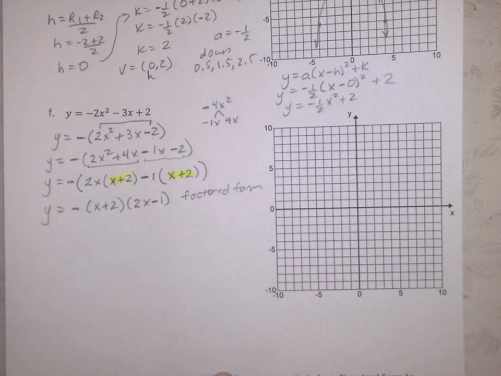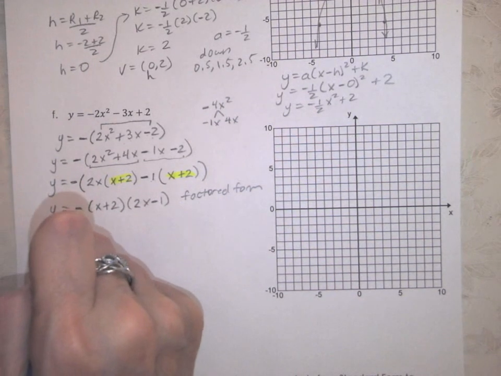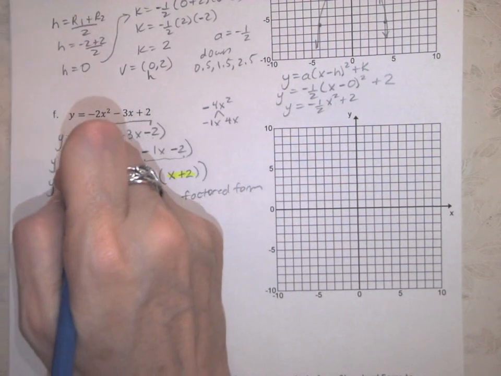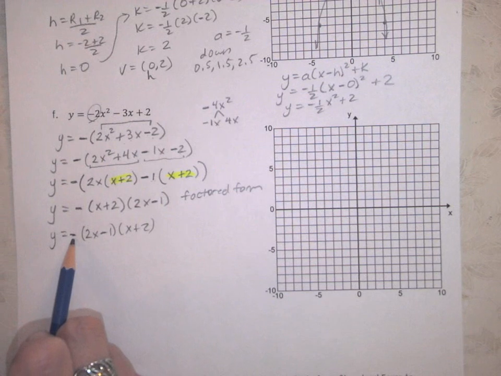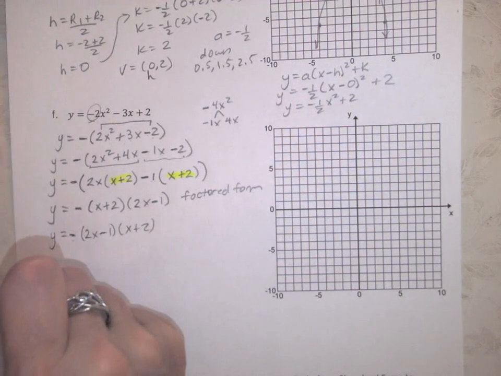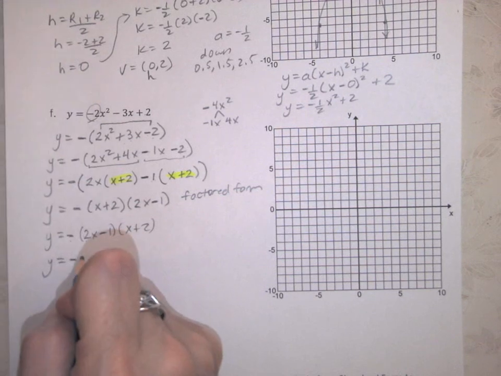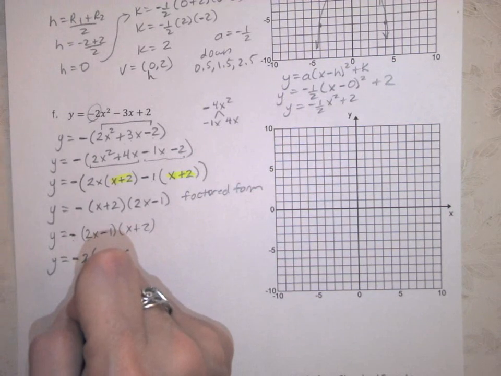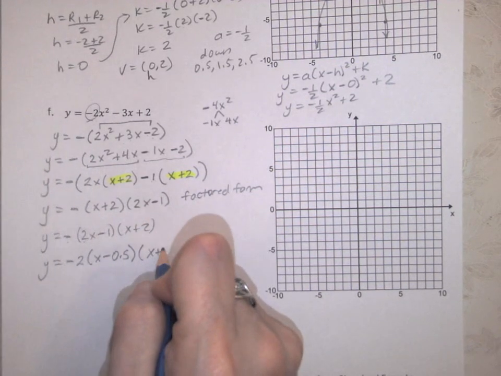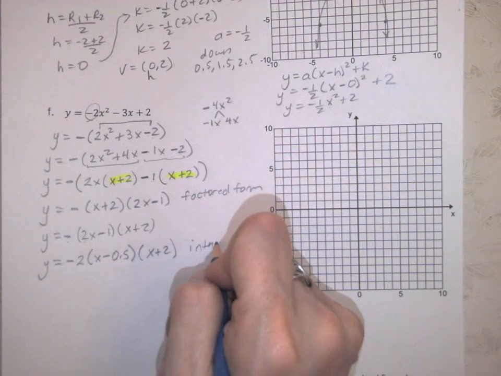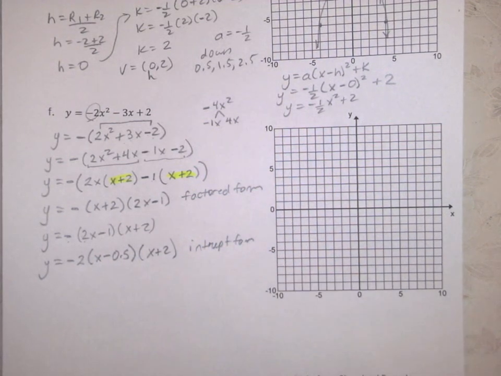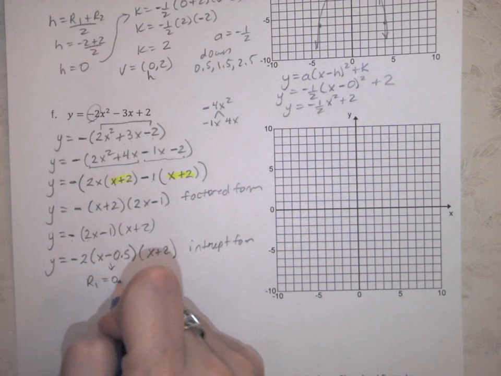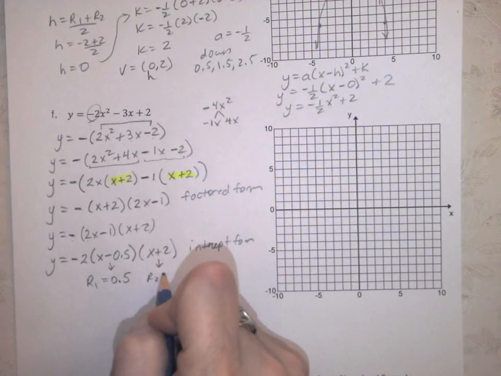But what we really want to do is put it in intercept form. So I'm going to bring the 2x minus 1 factor and put it first, because we know we want to end up with an a value of negative 2. We've got the negative sign out front already, but we don't have the 2, so we have to force it out of the factor that's containing it right now. So that would give me x minus 0.5, because 1 divided by 2 is 0.5. So now we've put it in intercept form. Now we can see from this factor that R1 is at 0.5, and from this factor, R2 is at negative 2.